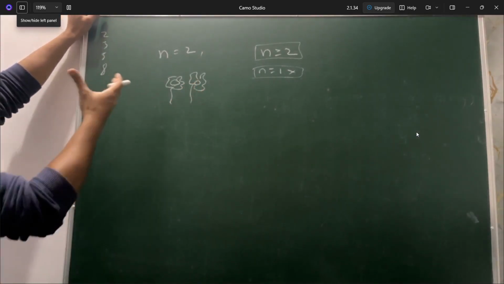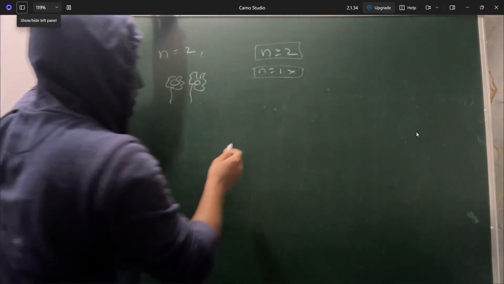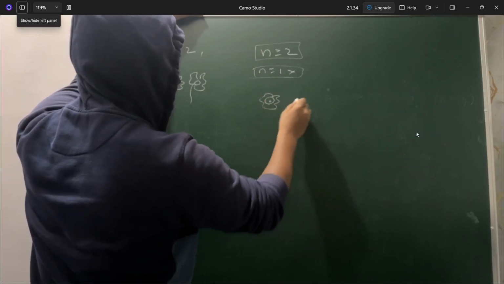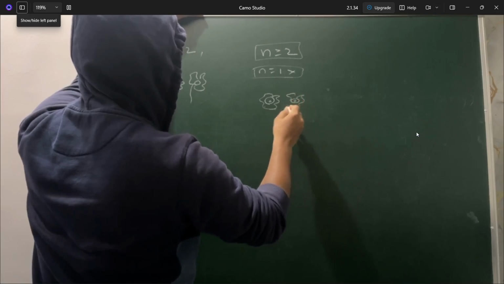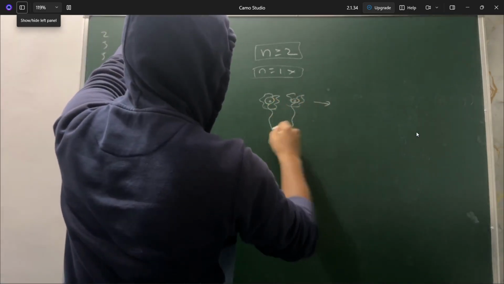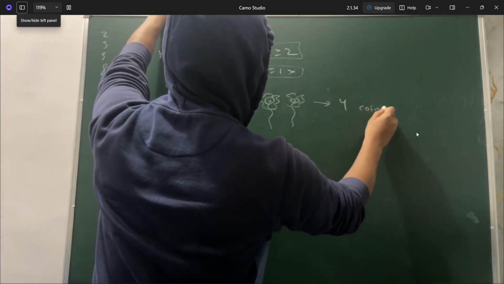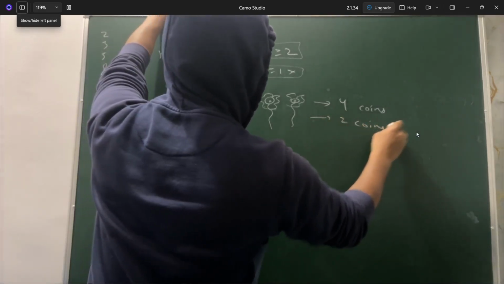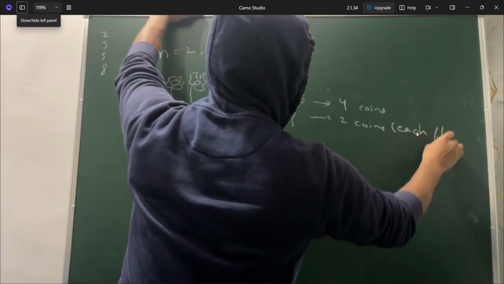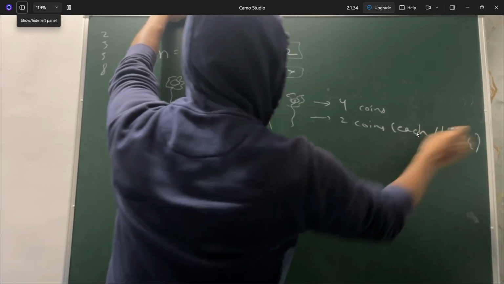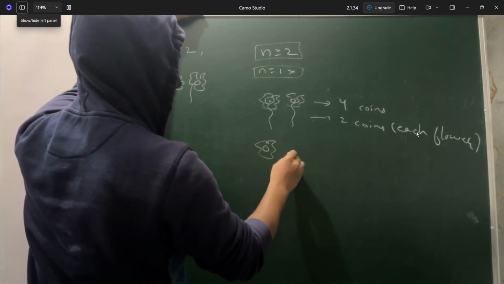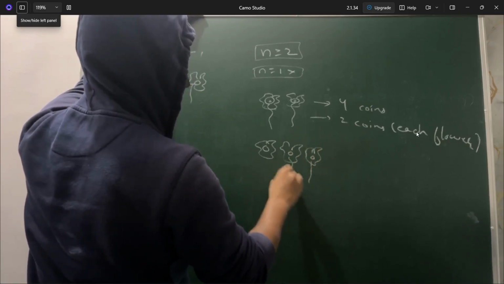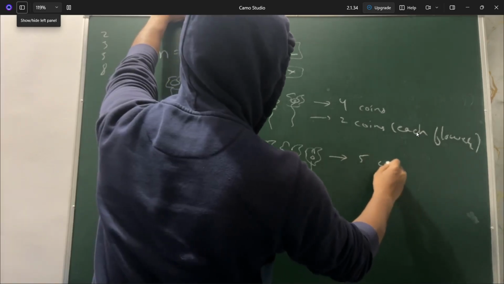You want to buy 2 flowers, so you need to pay 4 coins. So basically in this case, each flower will cost 2 coins. Right? And if you want to buy, let's say, 3 flowers, you will be paying only 5 coins.